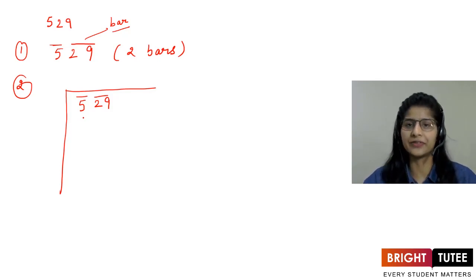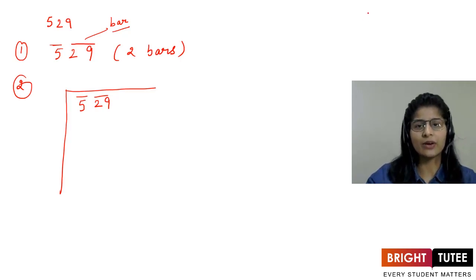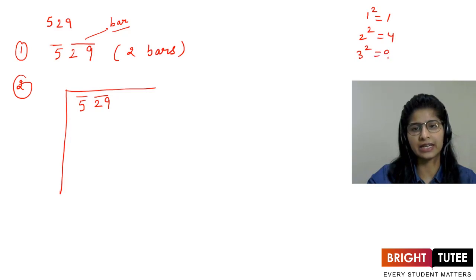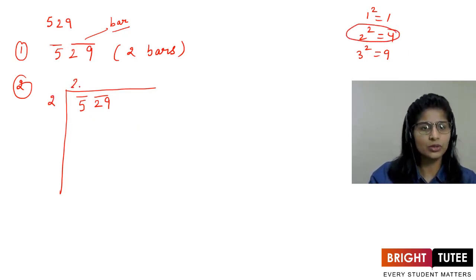Now for division, first of all you will operate on 5. You have to think of a number whose square is either 5 or less than 5. Square of 1 is 1, square of 2 is 4, square of 3 is 9. There is no natural number whose square is 5. So we are going to operate with 2. We'll write 2 here. 2 2s are 4. Subtract it. 5 minus 4, 1.